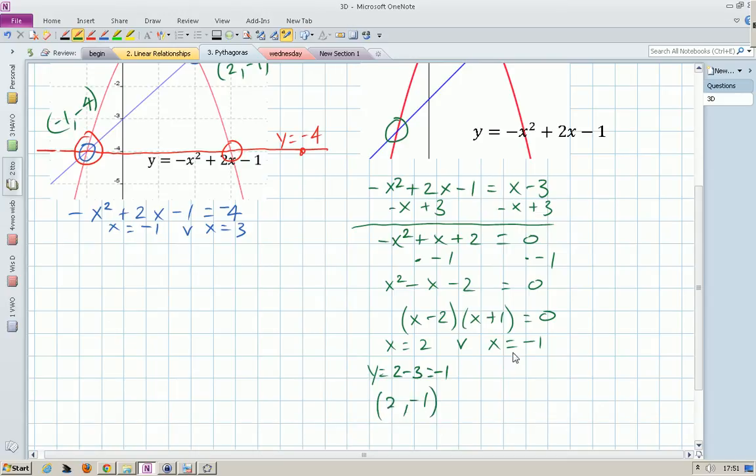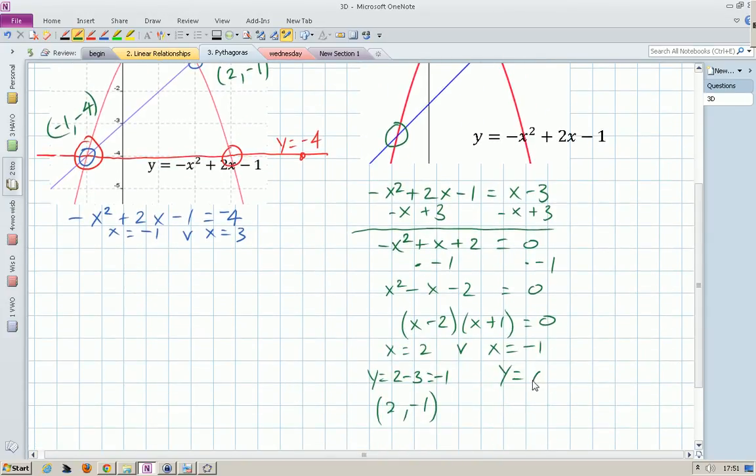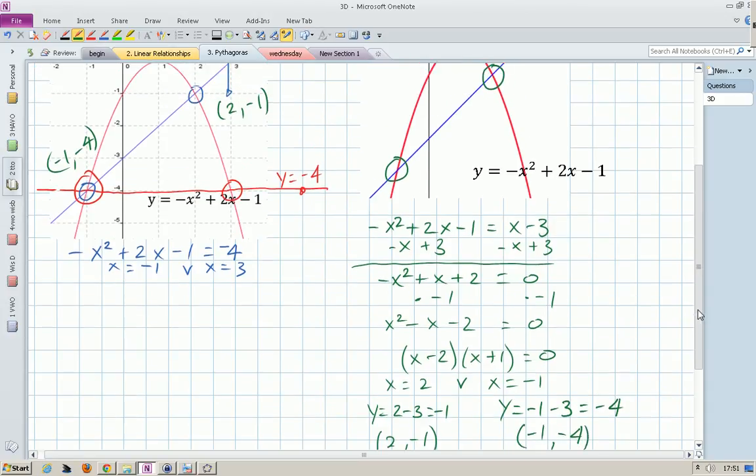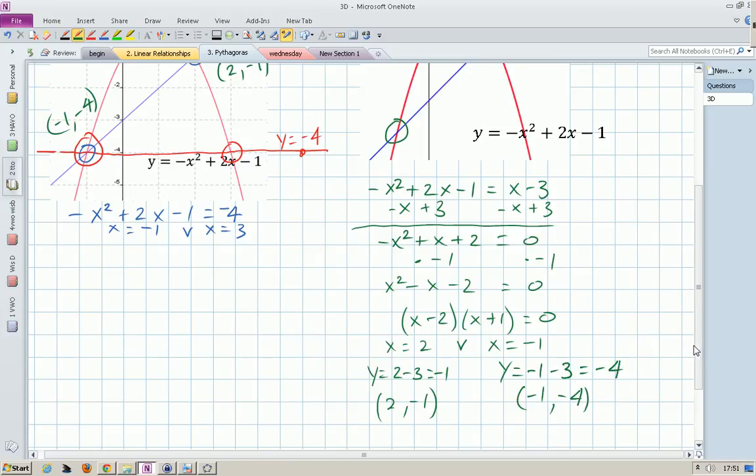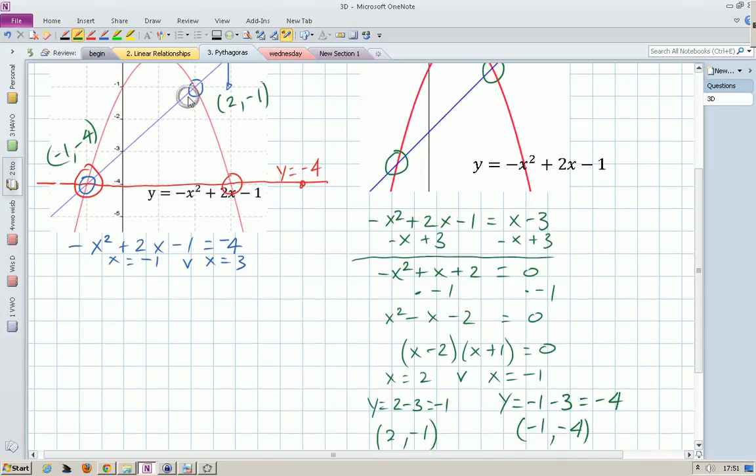That's my first answer. I'll also put the x equals minus 1 into the line y equals x minus 3. So it's minus 1 minus 3, which gives me equal to minus 4, and the second point is then minus 1, minus 4. Again, both of these points we already knew. They're right here. We already knew that. That was the answer.